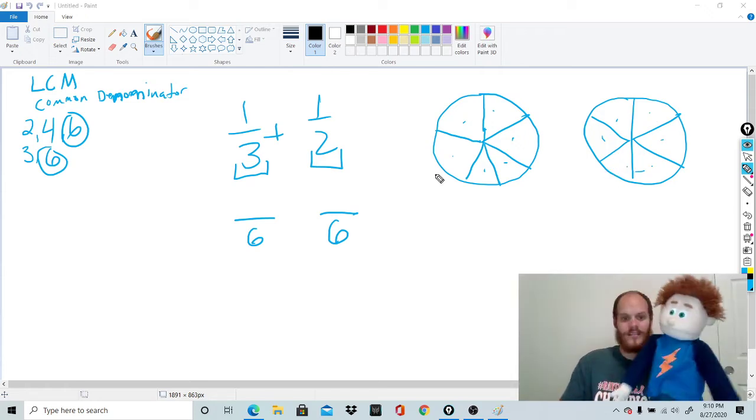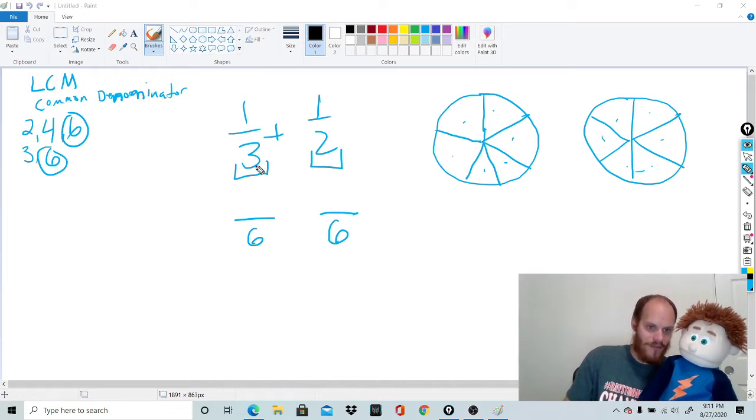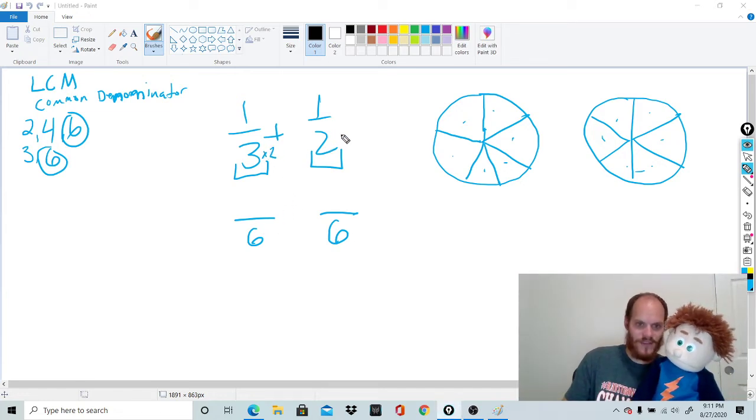That's so cool. Yeah, to look at it from a mathematical perspective, I need to know, how did I get from 3 pieces to 6 pieces? What did I have to do? Well, I had to multiply by 2, right? 3 times 2 is 6. For this one, I had to multiply by 3. 2 times 3 is 6.